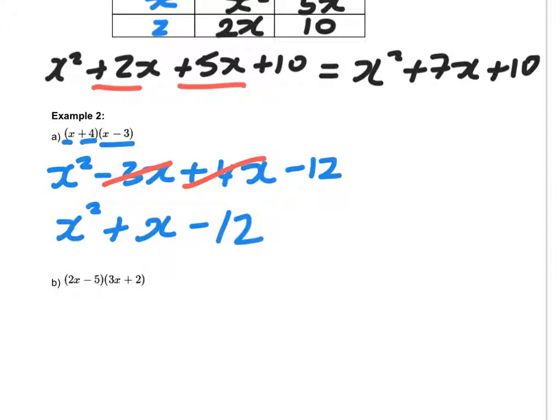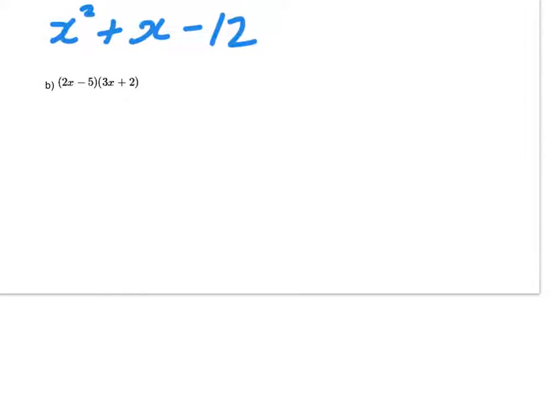Let's look at the next one down. So what have we got? 2x minus 5 by 3x plus 2. The 2x is going to be multiplied by the 3x and then by the plus 2, and then the minus 5 the same. So what have you got? 2x by 3x is 6x squared. 2x by plus 2 is plus 4x.